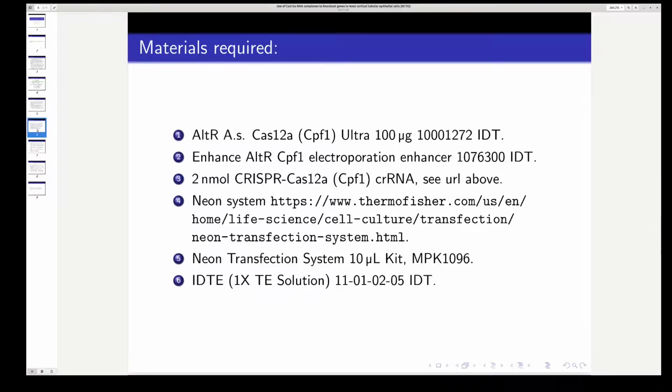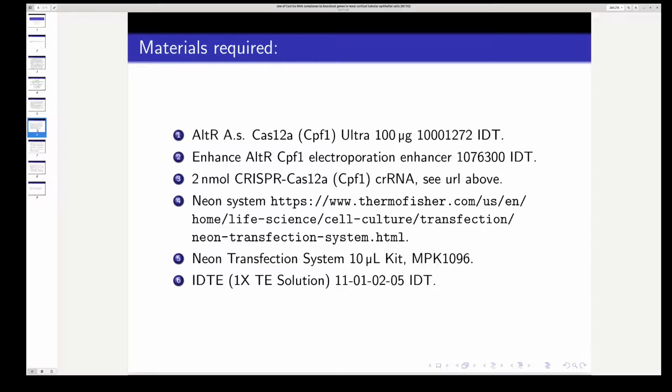So these are the materials that are required. We need the Cas12a CPF1 Ultra protein. We need an electroporation enhancer. We don't know really what's in there, but it really helps. We need 2 nanomoles of CRISPR Cas12a CRISPR RNA from the URL above. I have a Neon system, which I inherited, and I buy a Neon transfection kit, a 10 microliter kit.